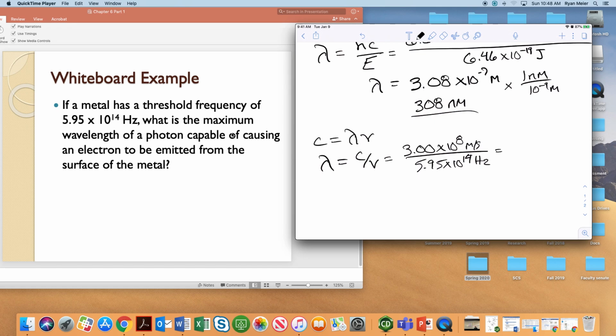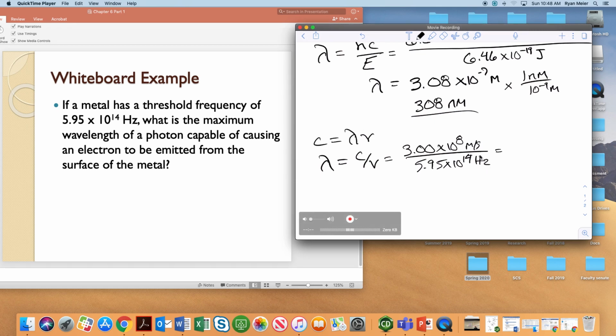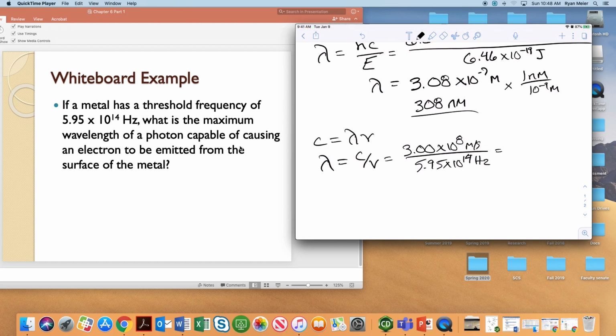And we're going to get this, again, in units of meters, right? Because hertz really is like 1 over second, so the seconds will cancel here, and we'll just get meters out for our units. And that's going to give us about 5.04 times 10 to the minus 7 meters, which is that range we expect for something in the visible spectrum. And if we convert that to nanometers, that's about 504 nanometers is what that wavelength would then be.